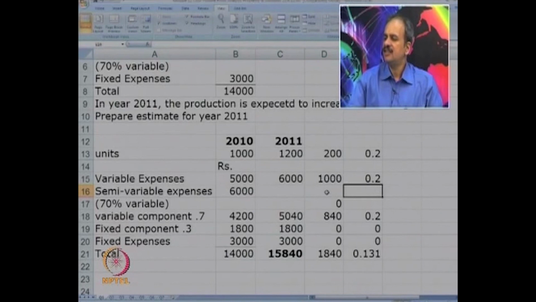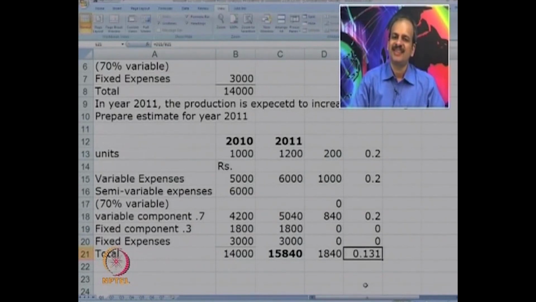Variable component of semi-variable cost will also increase by 20%. Fixed component of semi-variable cost will not change. Total fixed cost will not change. Overall, there is an increase by 13.1%. Okay. So this is how we can estimate the costs of next year if we can break down the cost properly into variable and fixed.